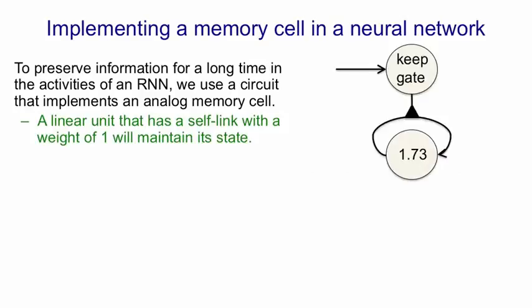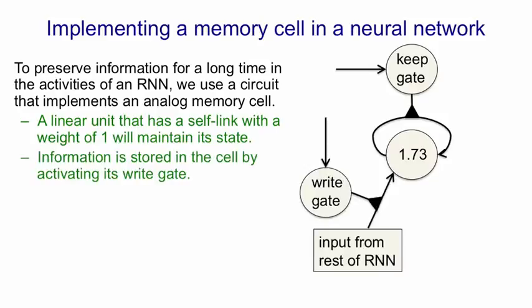The weight of 1 is determined by a keep gate, so the rest of the system determines the state of that logistic keep gate, and if it puts it into a state of 1 or close to 1, the information just cycles around, and that value of 1.73 will stay there. As soon as the rest of the system wants to get rid of that value, all it has to do is set the keep gate to have a value of 0, and the information will disappear.